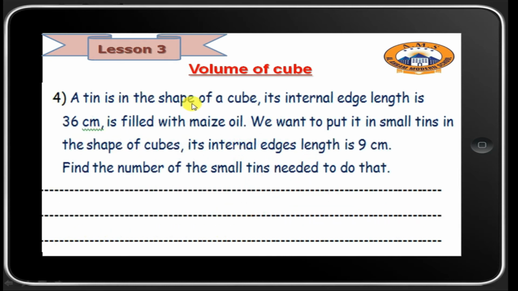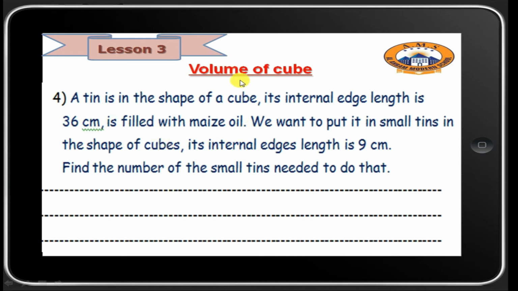A tank in the shape of a cube. This is very important. I want to underline this word, it is in the shape of a cube. Its internal edge length is 36 centimeters. If it's filled with oil, we want to put it in small tins in the shape of cubes.